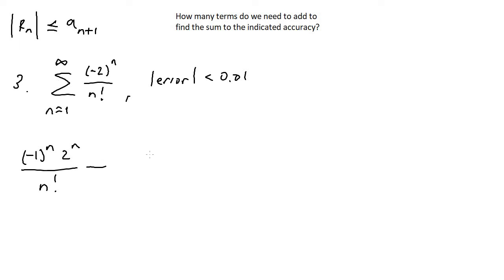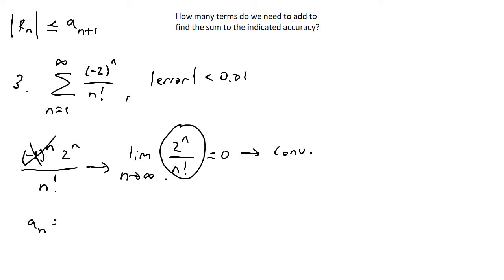When I take the limit, I can get rid of the alternator when we do the AST. So we get the limit as n approaches infinity of 2 to the n over n factorial. Now n factorial grows faster than 2 to the n, so our limit will be 0, which means it does converge by the AST. When we get rid of the alternator here, our a sub n is going to be 2 to the n over n factorial.